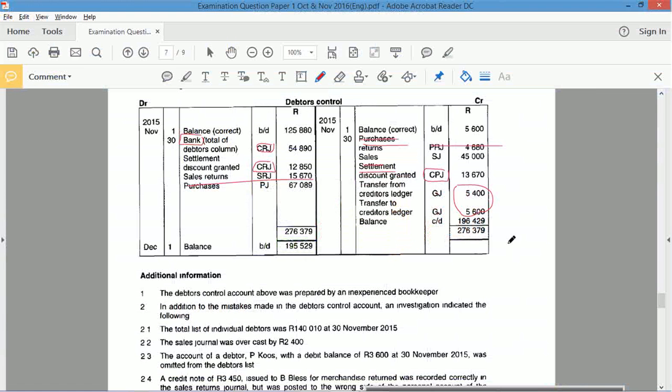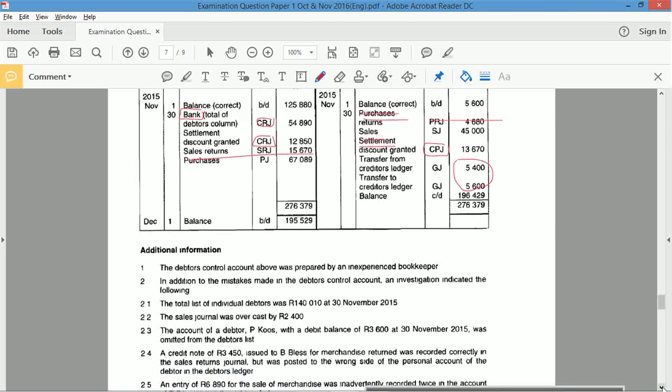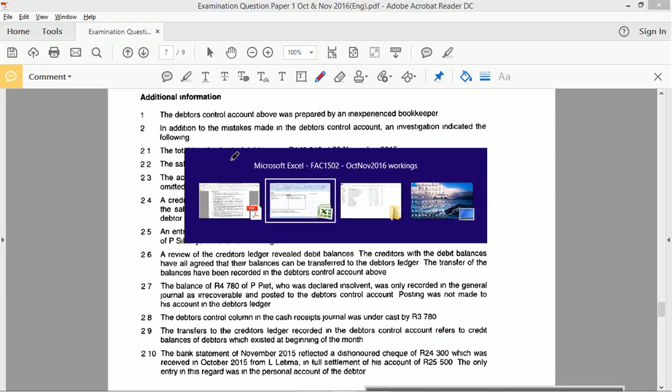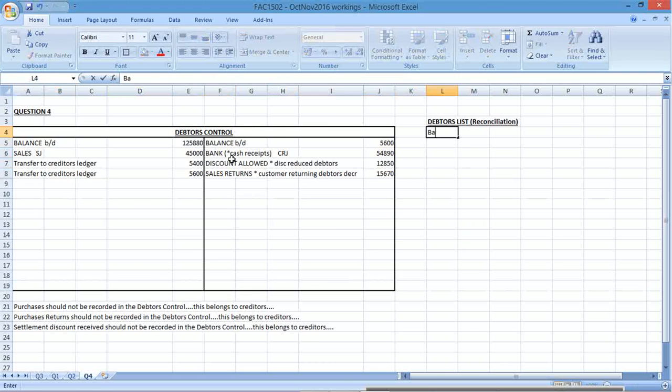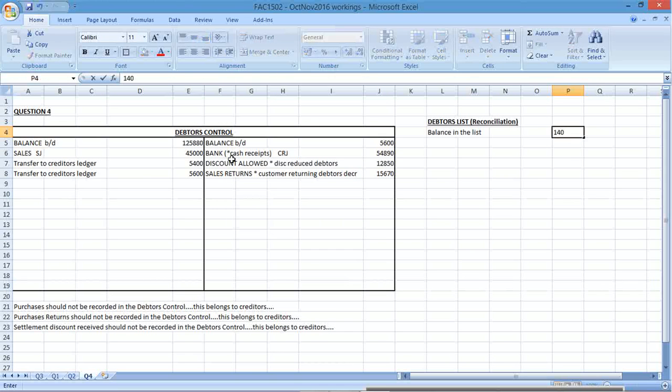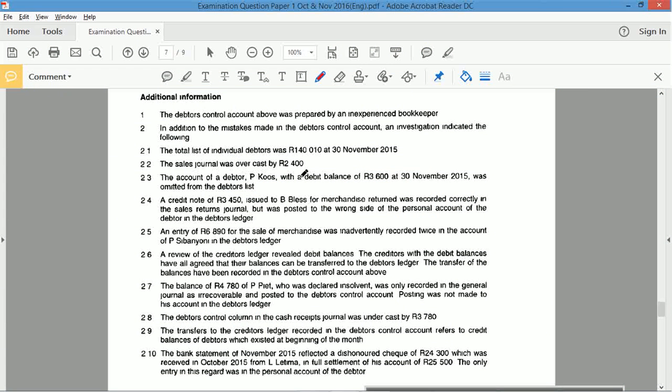All right, next. Now we go line by line. The debtors control account was prepared by an inexperienced bookkeeper. We gathered that. Number 2, in addition to the mistakes made in the debtors control account, an investigation indicated the following. These are important bits and pieces. Total of the list. There's our first list bit. Balance in the list. How much was the balance in the list? 14010. What's next? Sales journal was overcast.